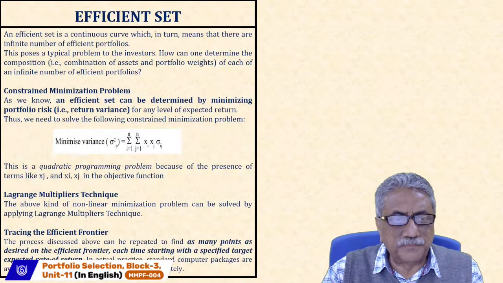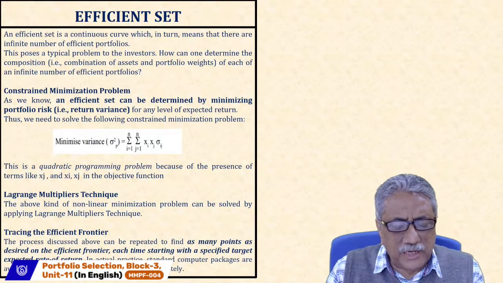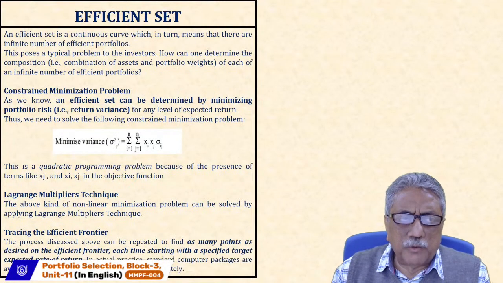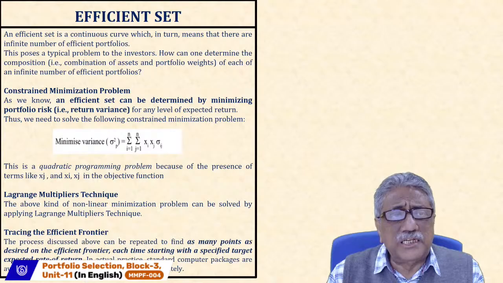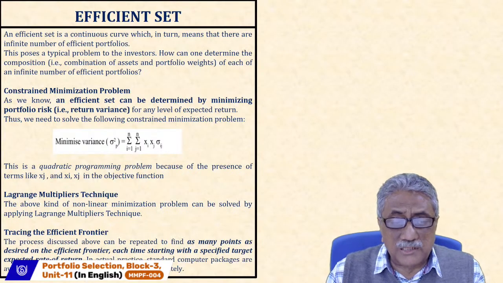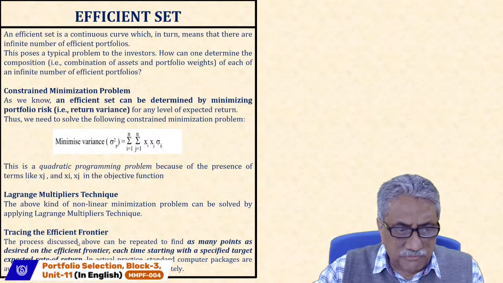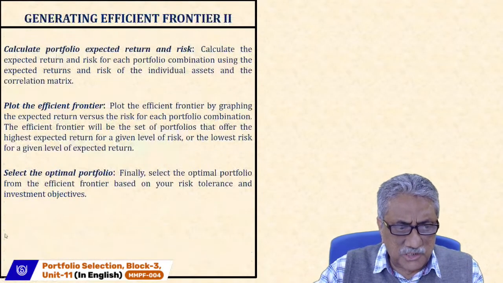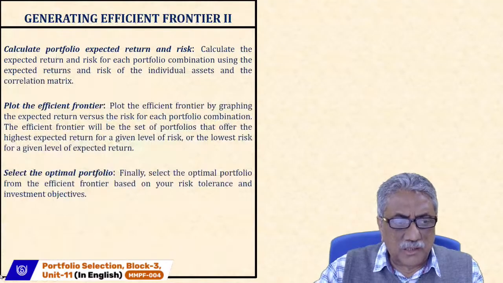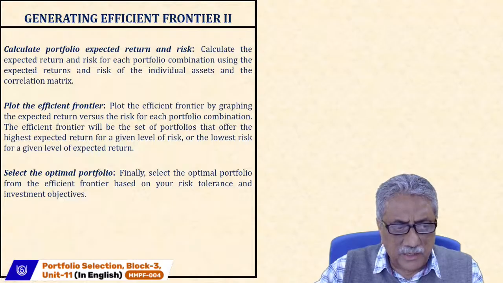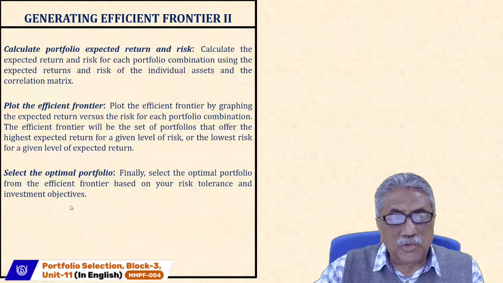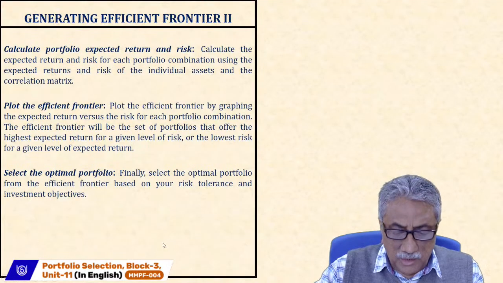Now I'll move next. How do I find the efficient set? A little bit of mathematics is involved, and I will explain it simply. The efficient set is a continuous curve. As I was telling you just now, suppose this is the risk and this is the return, and if I take this level of risk, I get a return of this maximum. If you connect those points, you will get a frontier.